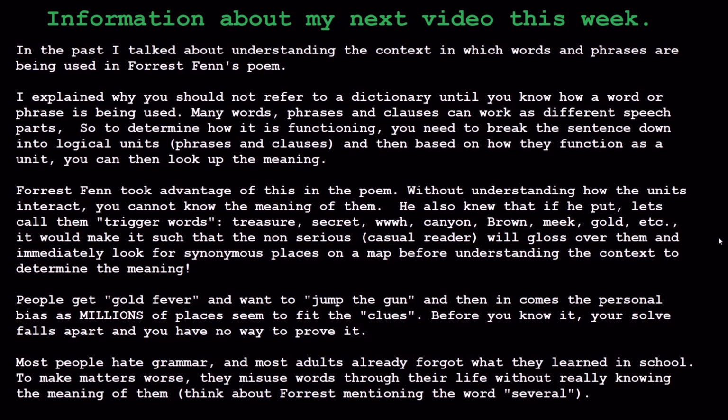Now, my new grammar analysis is going to be different than the other ones because I'm going to only analyze the poem, and I'm going to tell you every single phrase, clause, and word that's in there, what it means, what part of speech it is, how it's working with the rest of the poem, and the context in which it's being used.